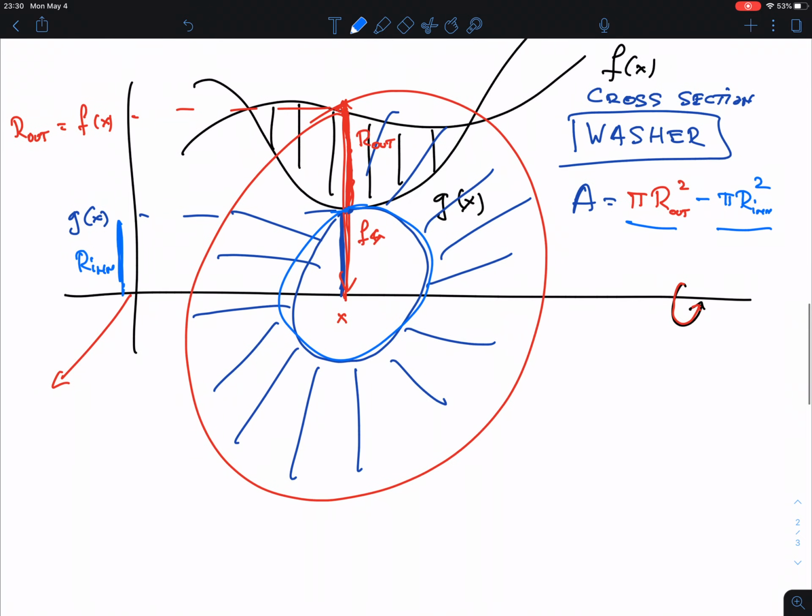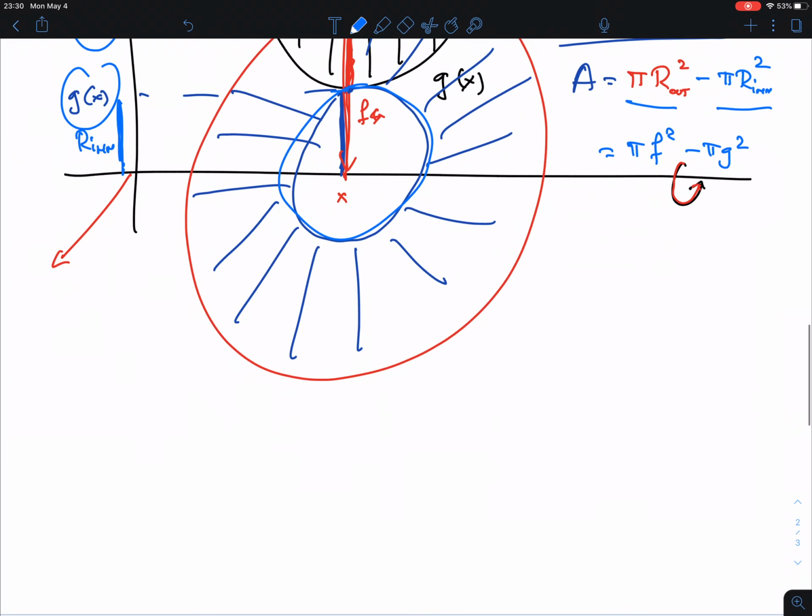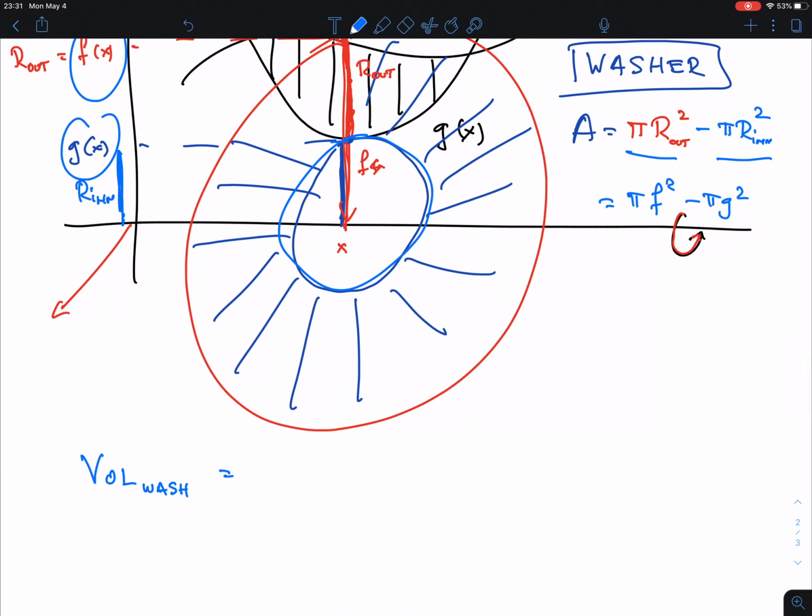Okay, so that's the general formula, but we actually know what f and g are, so let's put them in. So this is actually pi f squared minus pi g squared. So the formula here, so the area, no, not area, volume. Now we're getting to our first real formula, the volume by the washer method.